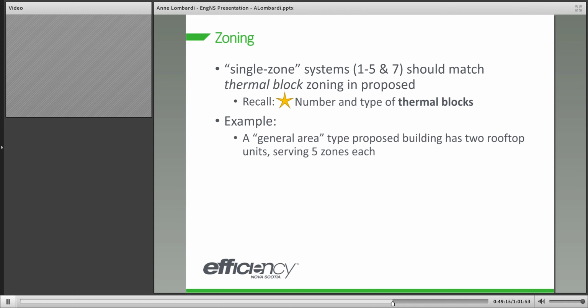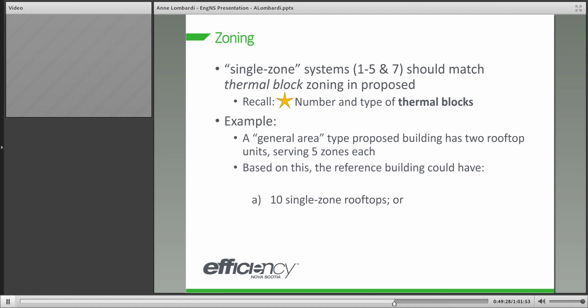at the beginning, the NECB told us that the number and type of thermal blocks in the reference has to match the proposed. So for example, say we have a general area type building and it has 2 rooftop units and they each serve 5 zones. So based on this, we've got 10 zones total. So based on this, the reference building could have either 10 single zone rooftops because it's a single zone system, or 2 single zone rooftops where each of these are actually serving a single thermal block, but the block has 5 zones in it.